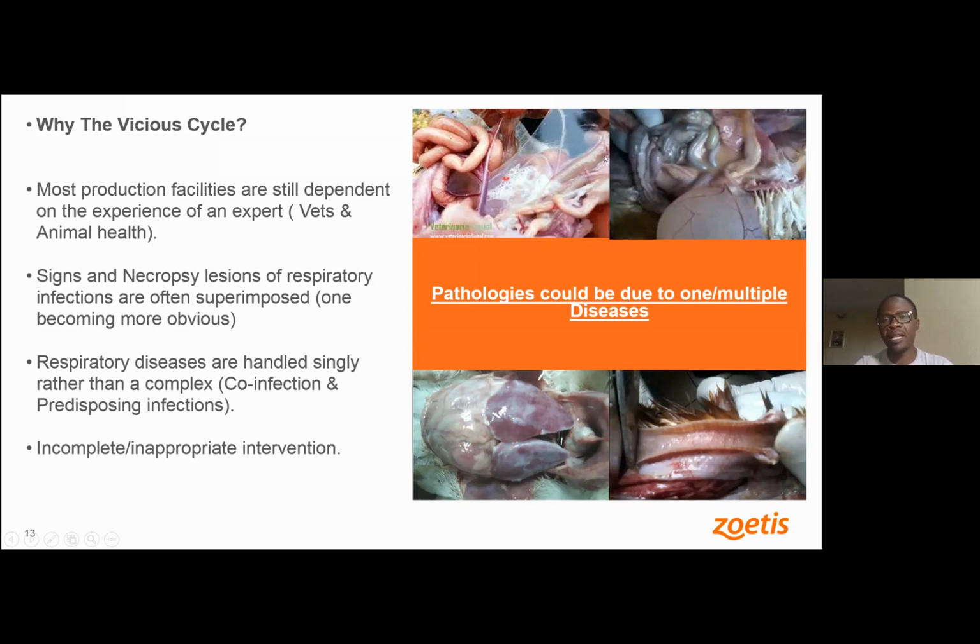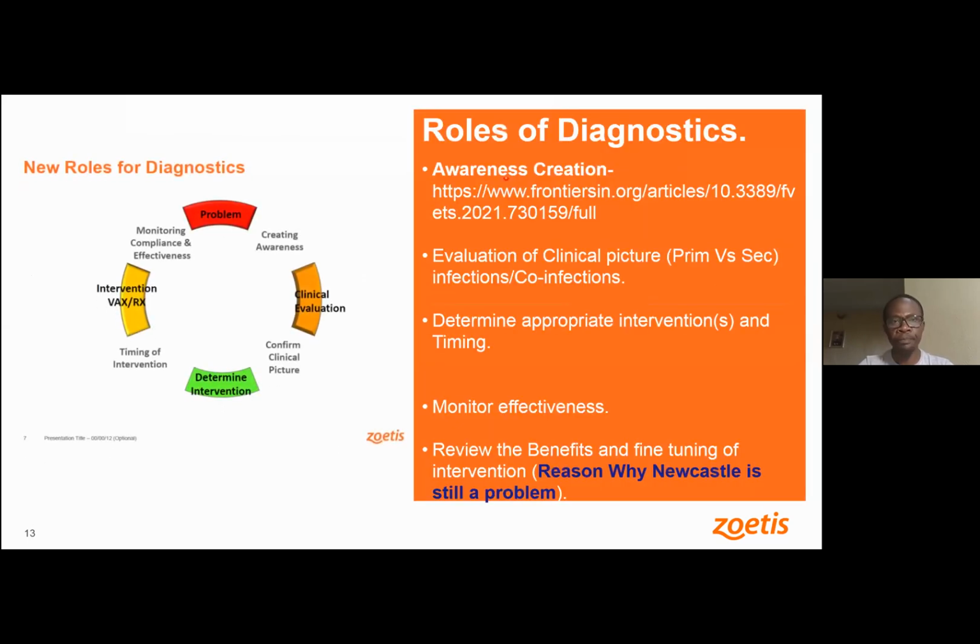Then if you look at the air sac, there are a lot of things that can cause this. Frothy exudate on the air sac. You can have it in cases of bronchitis, you can have it in mycoplasma, you can have it in their co-infection. So what I'm trying to say is that it is good to have necropsy, but it's always good to proceed to a more definitive diagnostics to determine the actual cause of the problem.